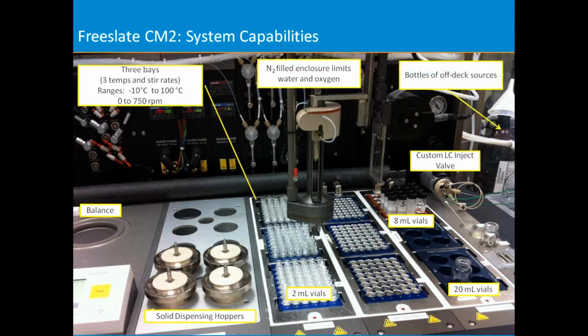And off to the right, you can see just a peek of the bottles of off-deck sources. I'll refer occasionally to off-deck sources. These are bottles of reagent, typically they're quench solvents in our case, that are actually fluidically run into the system through a valve and that can be dispensed on deck, which would be any of the vials that you see in front at any time, without having a vial on deck of that solvent mixture.